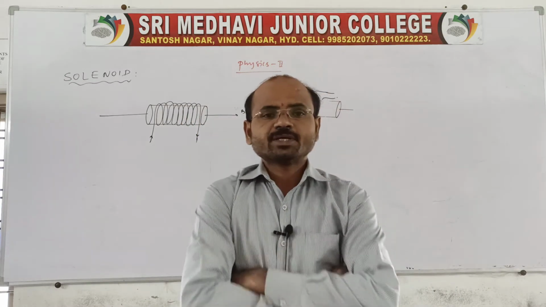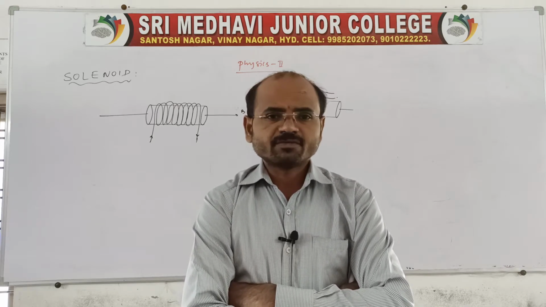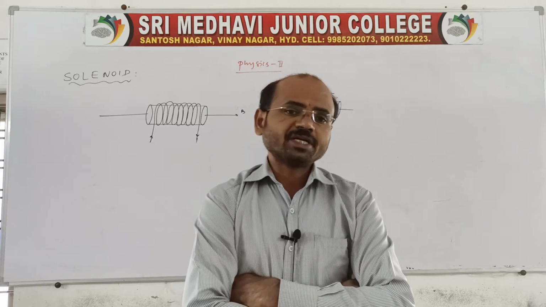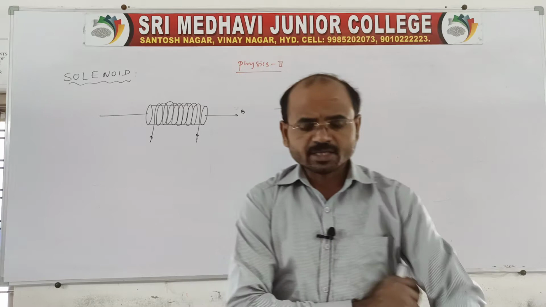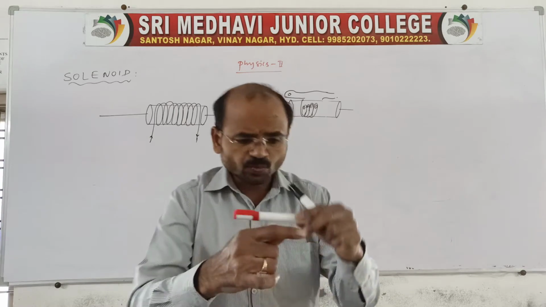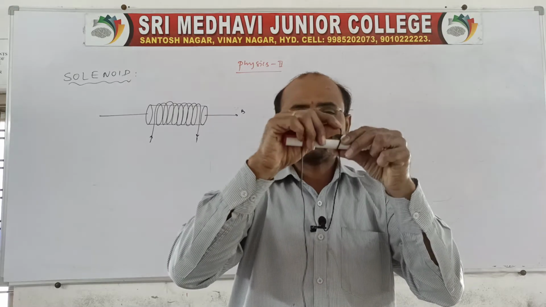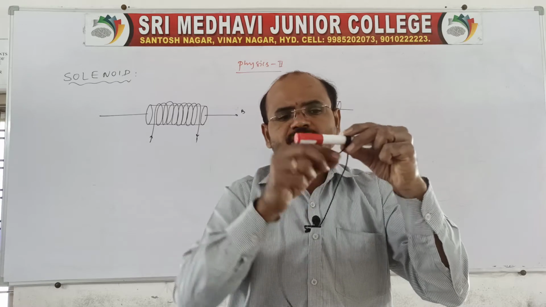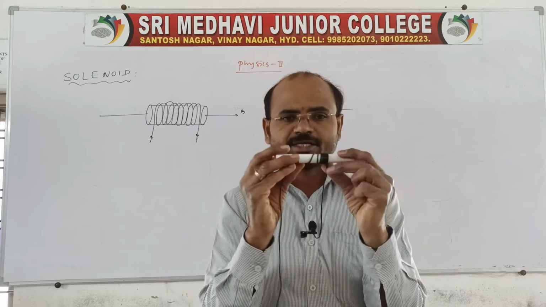Let us discuss today's topic, the solenoid. The solenoid is a device which is used to produce magnetic field induction. A solenoid consists of a solid cylinder, and on the solid cylinder a wire is wound. A number of turns of wire are wound like this, with each and every turn physically in contact. This is what we call a solenoid.